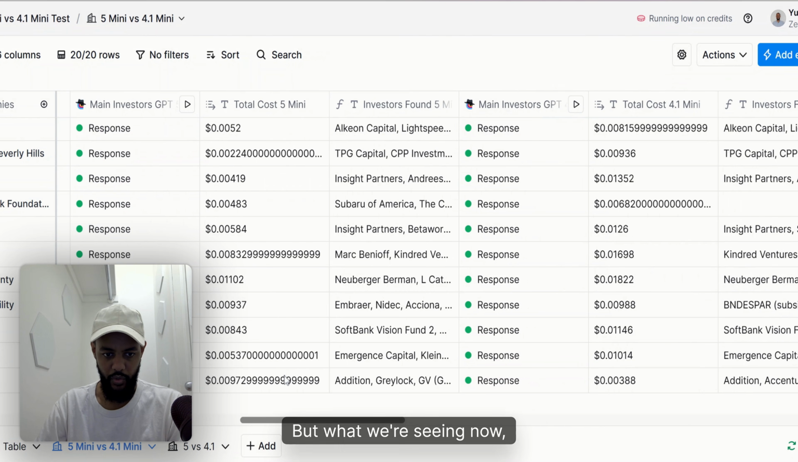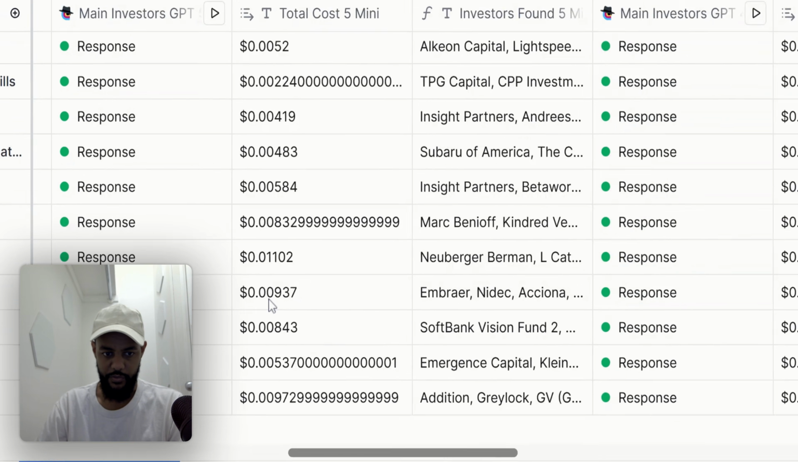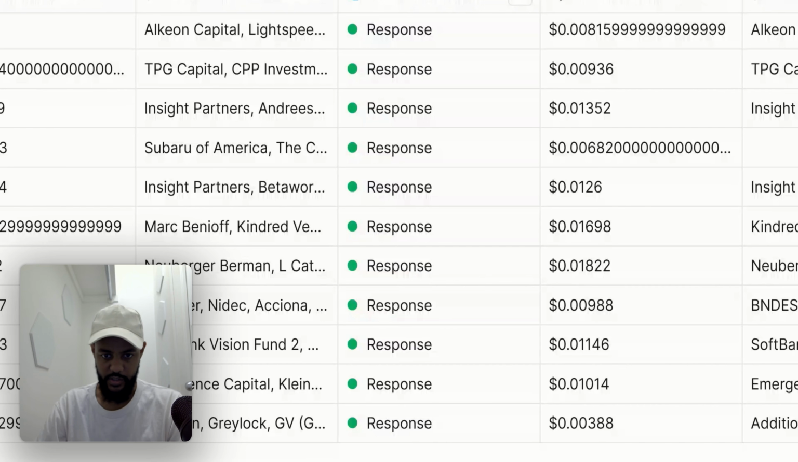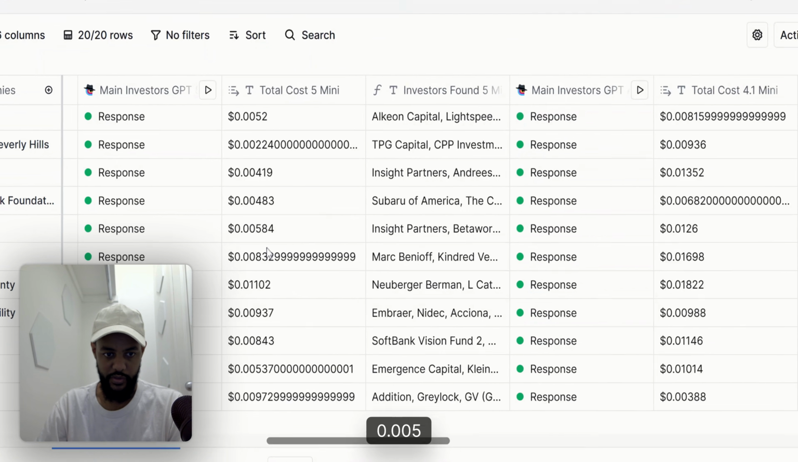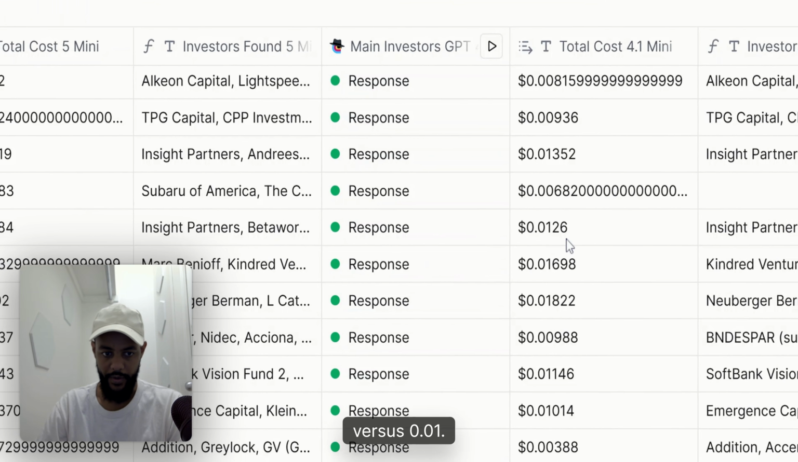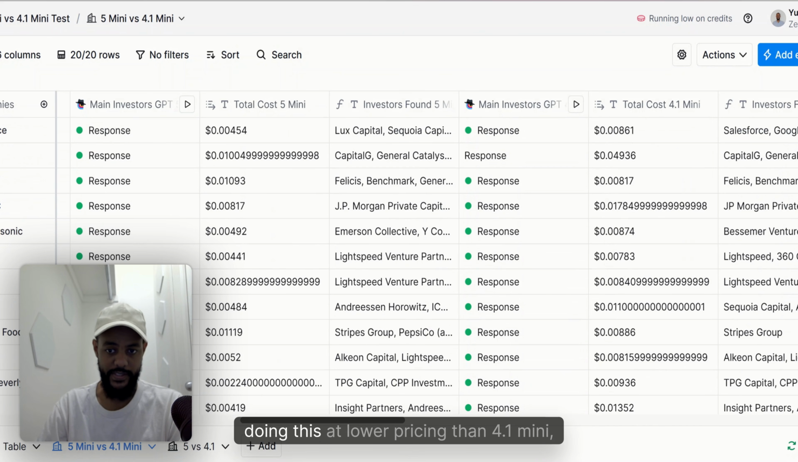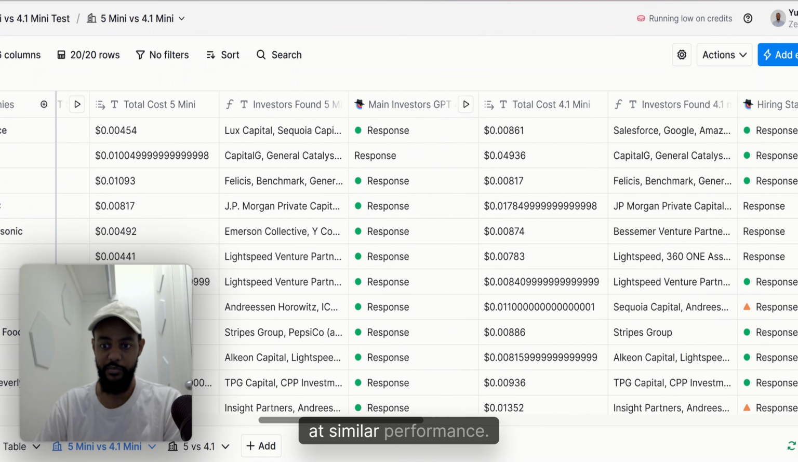But what we're seeing now, we need to compare pricing. And the results are still cheaper for GPT-5 Mini. There are some where they're basically equal, right? 0.0093 versus 0.0098. This is another one that's close, you could say. But there are some where it's much, much less, right? 0.005 versus 0.01. The trend consistently across is that GPT-5 Mini is doing this at lower pricing than 4.1 Mini, which is the relevant comparison for what we're trying to evaluate at similar performance.